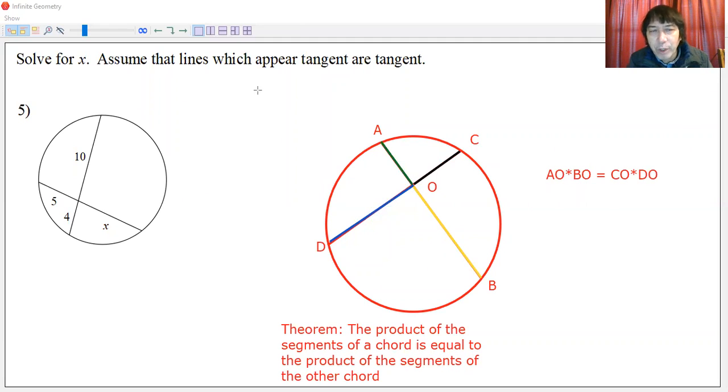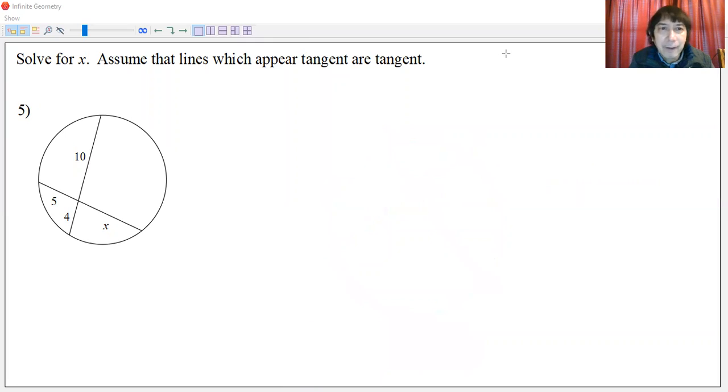So for number 5, we're after the length with the x in the diagram. Since there are no letters, we will just use the numbers for our formula. Let us continue with our solution. This will be for the segment containing the length 10 and the length 4. So that means 4 times 10 is equal to 5 times x, or simply 5x.